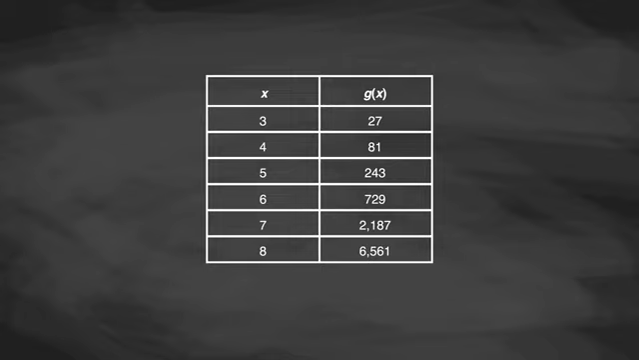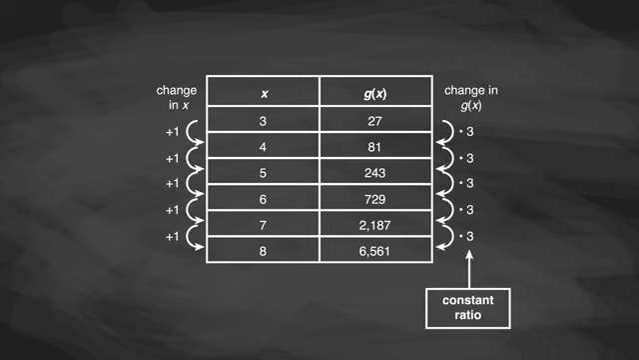Here's a table that shows some input and output values of an exponential function g. The equation g of x equals 3 to the x power defines the function. How does g of x change every time x increases by 1? Each row of the table represents a point.